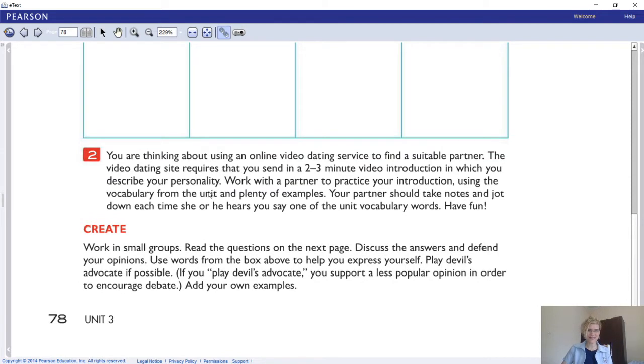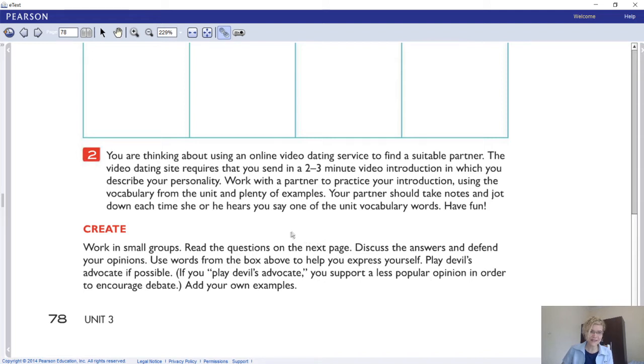Awesome, so cool. Now, we were supposed to do activity 2, which is actually really nice. But since we don't meet in a classroom, we can't do that yet. That's a pity. We're supposed to role play this conversation where you practice an introduction about yourself, like if you were to send a 2 to 3 minute video introduction of yourself to a dating service, what would you state in your introduction? It's kind of interesting. I would want to know. It's funny. But we're not gonna do that.